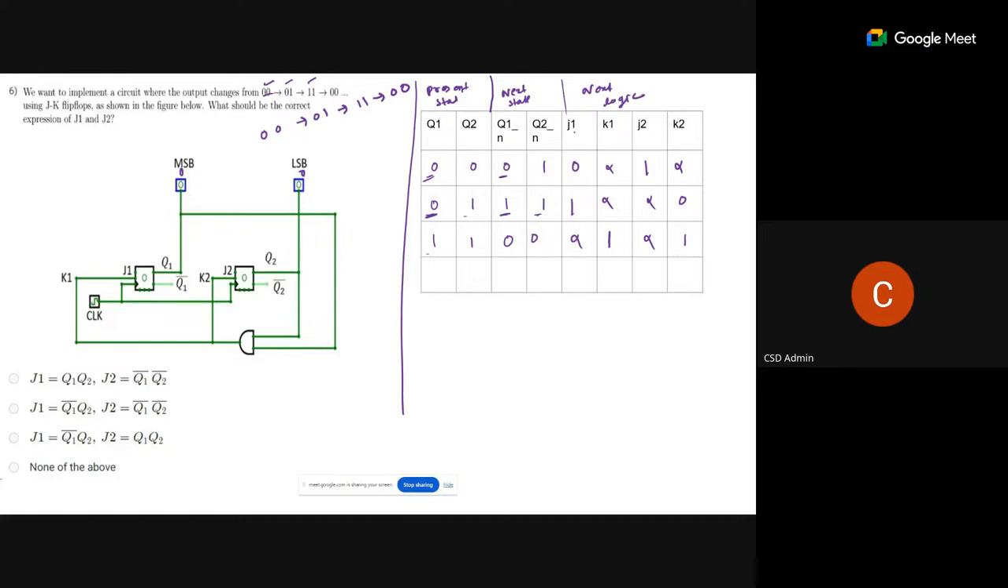Okay, now we have to find the J1, right? So Q1, Q2 are the current states and Q1 next are the next states, right? Correct. After 0, 0, you have written 0, 1. And for 0, 1, it's 1, 1. For 1, 1, it's 0, 0. Yes. And what about J1, K1? We can copy the table, right? Okay, let me write this table here. So, this is the present state.